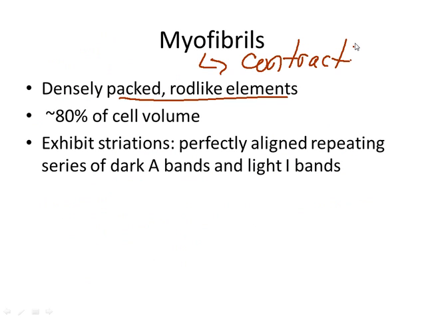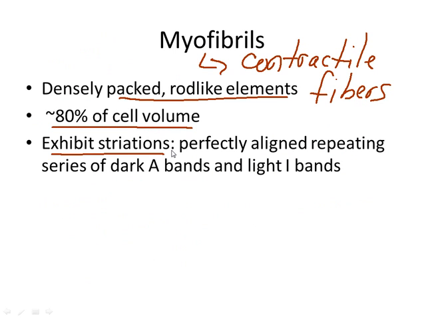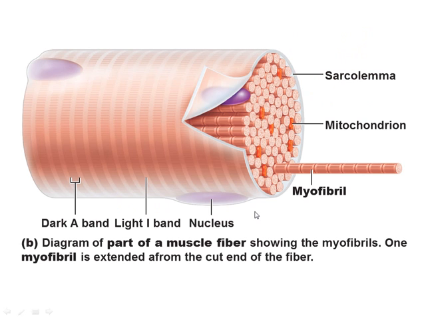Contractile fibers. And they are 80% of the cell volume. So your muscle cells are mostly these contractile fibers. And these are what are actually striped. These myofibrils have the little stripes. And we're going to talk about what A bands and I bands are in just a second. So this is where you actually see the striping.